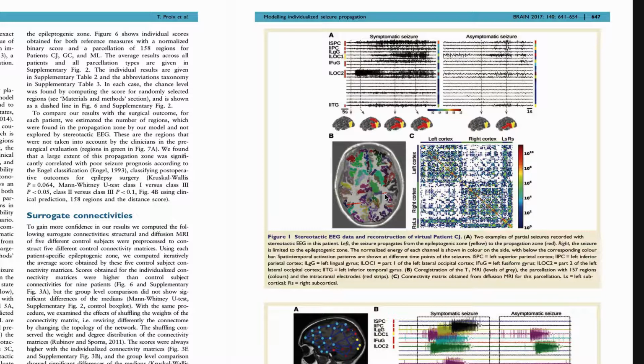And this empirical data can be seen up here in panel A, where they show that for one patient they were able to record symptomatic seizures. Like in this case, there's the seizure-like activity all over the cortex, and also asymptomatic seizures where this hyperactivity is only constrained to some regions.